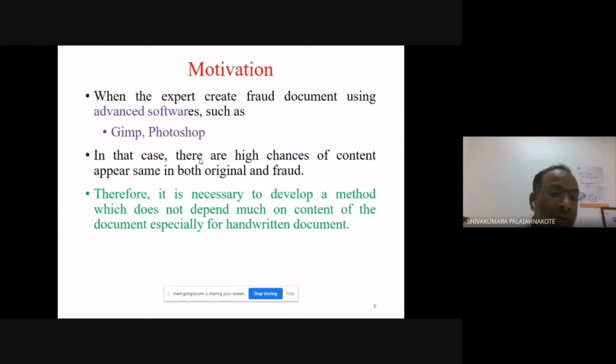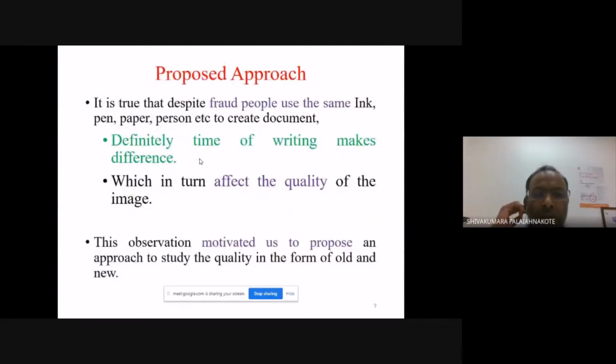So I don't want to depend on the content here. The content can be English, it can be Malayalam, even any language. I don't mind, I don't care. It doesn't matter whether the document contains only this language or this script. Irrespective of the content, paper quality, ink, handwriting, we should say this is a genuine document, this is a forged document. How is it possible?